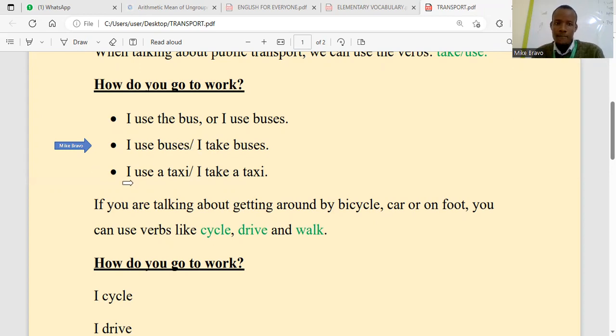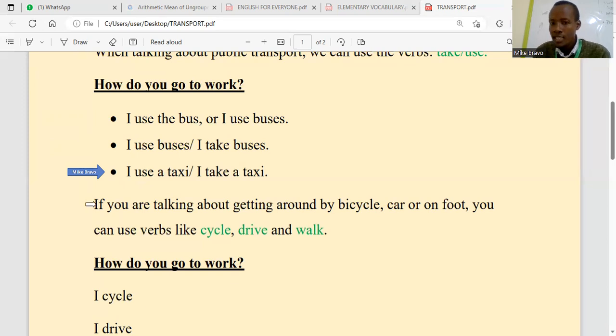Then this one here, I use a taxi or I take a taxi. So how do you go to work? I say I use a taxi or I take a taxi. You can also tell a person, let's use a taxi or let's take a taxi. That means the same thing.